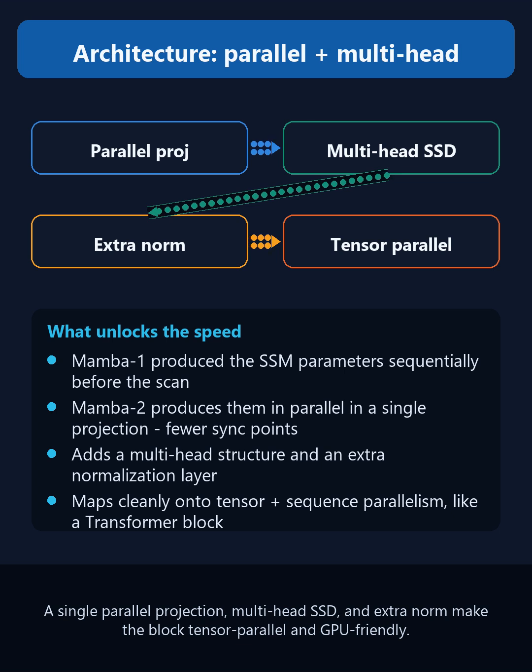The architecture change is what unlocks the speed. In Mamba-1, the parameters were produced sequentially before the scan. Mamba-2 produces them in parallel, in a single projection, so the block has fewer synchronization points and maps cleanly onto tensor and sequence parallelism. It also adds a multi-head structure and an extra normalization layer, making the design look and scale much more like a transformer block.